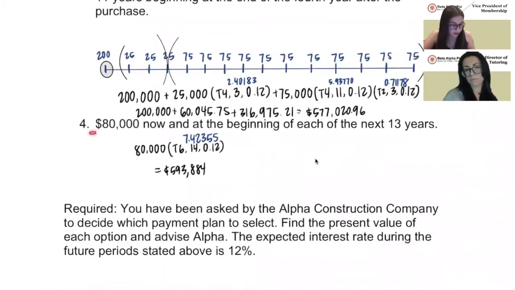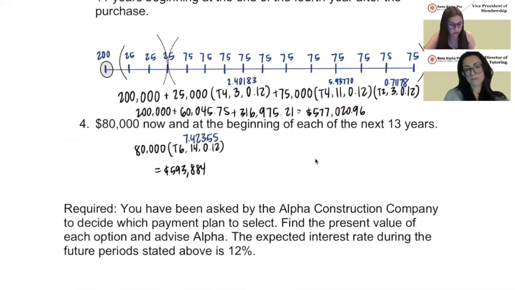Now our last option. They're going to pay 80,000 now and at the beginning of each of the next 13 years. So payments are made at the beginning of each period. That means it's an annuity due. So yes, there's $80,000 now, but each payment is made at the beginning of the year. So even though they say the next 13 years, that first payment is kind of included in that.